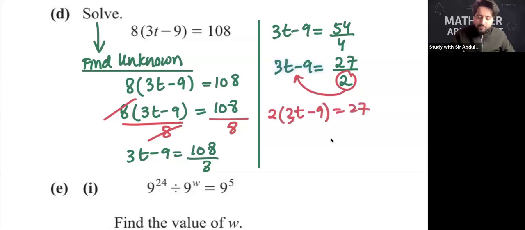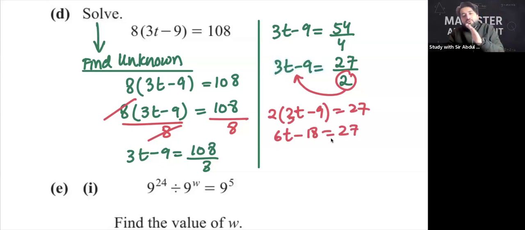Now let me expand this. 2 times 3t is 6t, minus 18 is equal to 27. Now it's time to isolate t and find the value. Negative 18 will go to the right side and it will be positive. So 6t is equal to 27 plus 18.